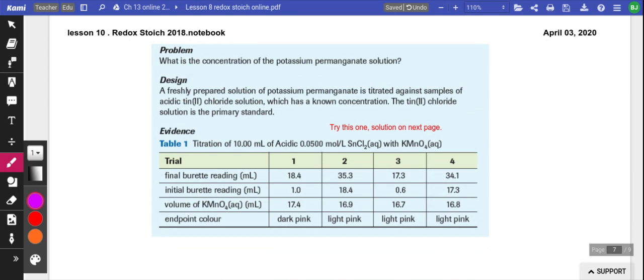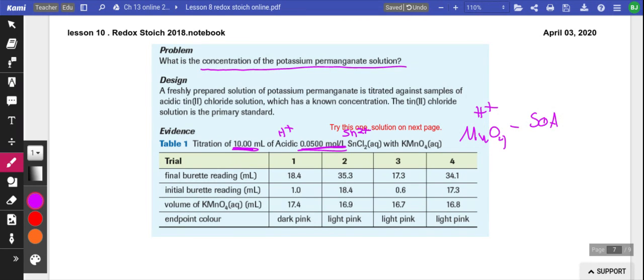So what I'm going to suggest now is that you try this first one on your own. So we are looking for the concentration of potassium permanganate. So we've got a table, and the title of the table gives us valuable information. We have acidic, so H+, tin 2 chloride, and permanganate. So tin 2+, permanganate, and because it's acidic, we've got that H+. So there's your strong oxidizing agent. The tin 2+ will be our reducing agent. I want you to come up with a balanced redox reaction.